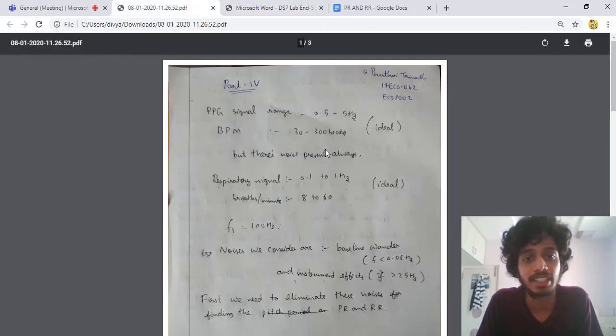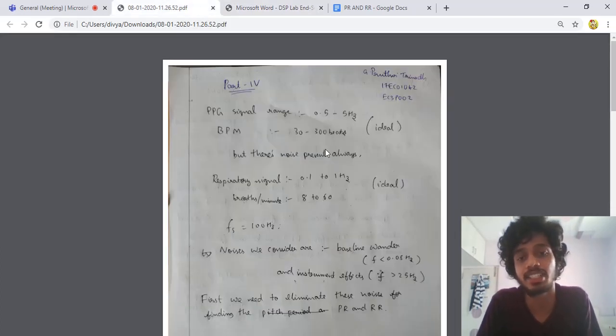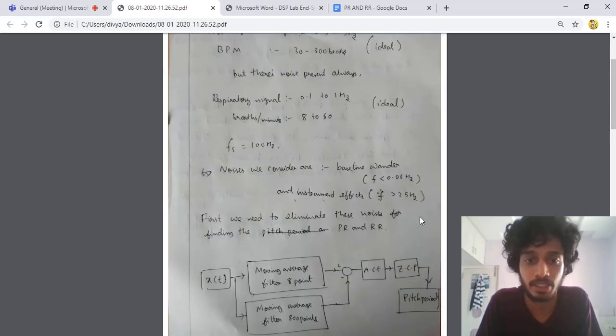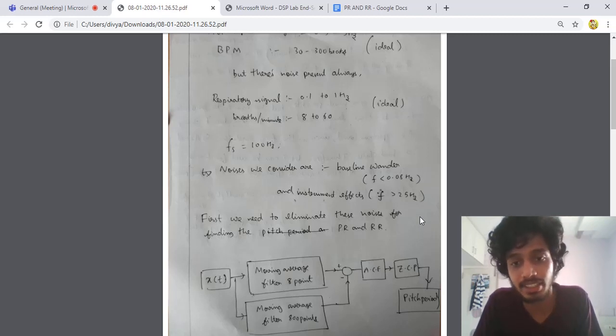Basically, our PPG signal frequency range is from 0.5 to 5 hertz, and you can see the BPM also, it is nothing but multiplied by 60. And the respiratory signal frequency range is from 0.1 to 1 hertz. These are the ideal ranges. We are sampling it at 100 hertz, but these are always filled with noises. The noises we consider are the baseline wander component, which has frequency less than 0.08 hertz, which occurs due to slight movement in our chest, and also the instrument effects, which have frequency higher than 25 hertz.